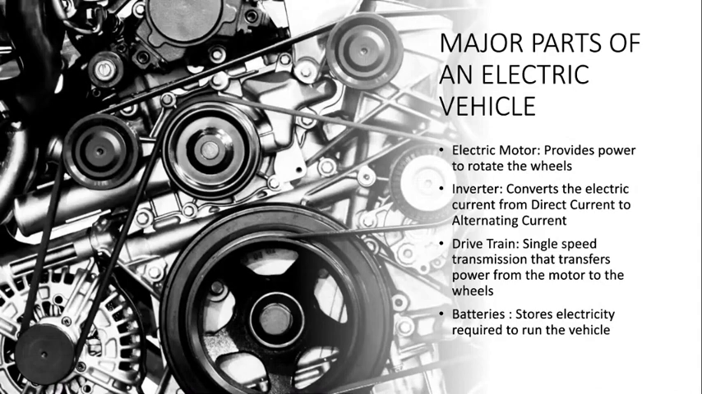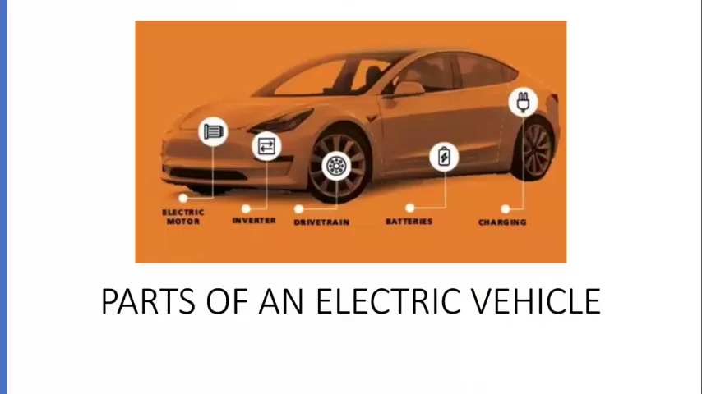The drivetrain is another part of an electric vehicle, which is a single speed transmission that transfers power from the motor to the wheels. And then the battery, of course, is what stores your electricity. That's where you store your electricity, which enables you to run the vehicle.